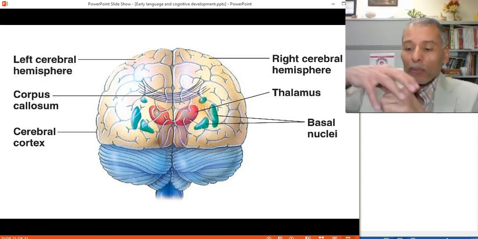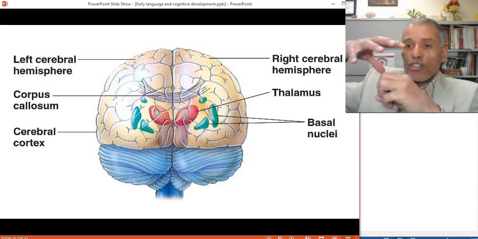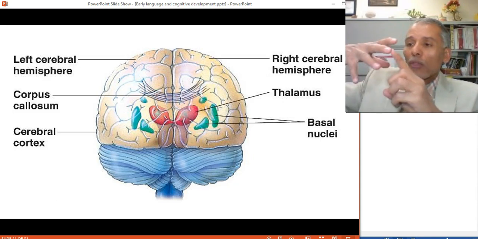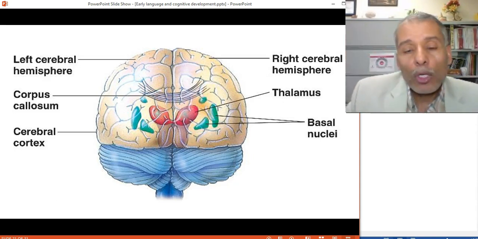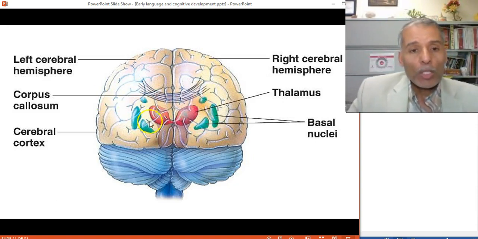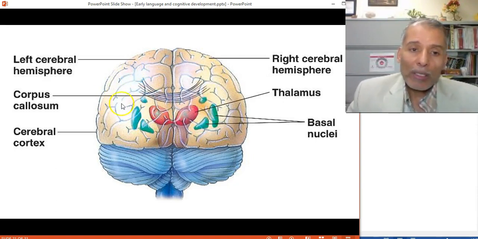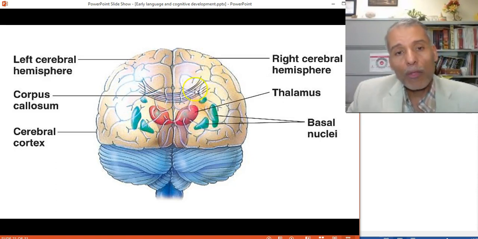But without this engine, or some of these other areas, you are not going to be able to have full normal functions. So the areas on the left side of the brain are, as you see, connected through the corpus callosum with the right side, and they complement each other.